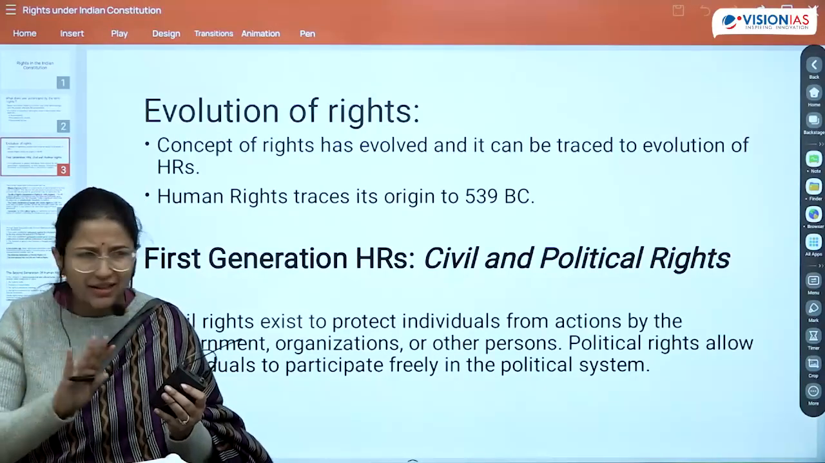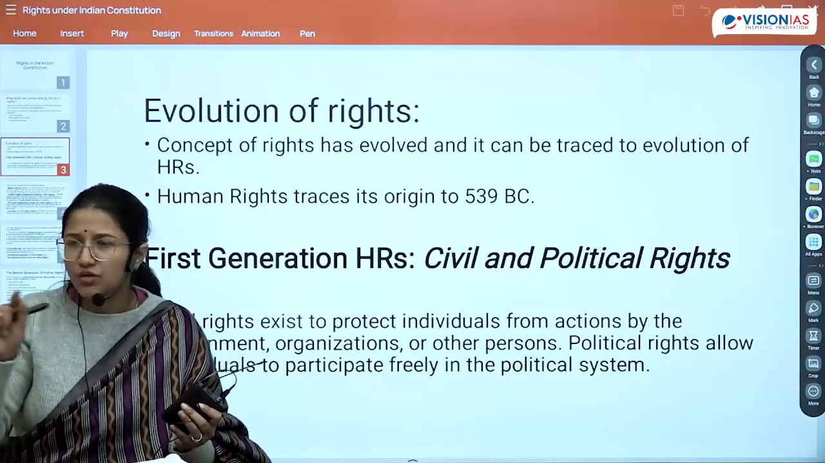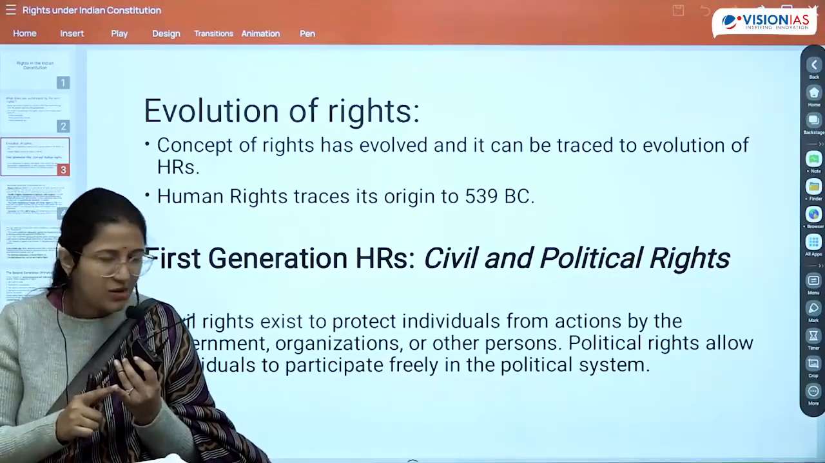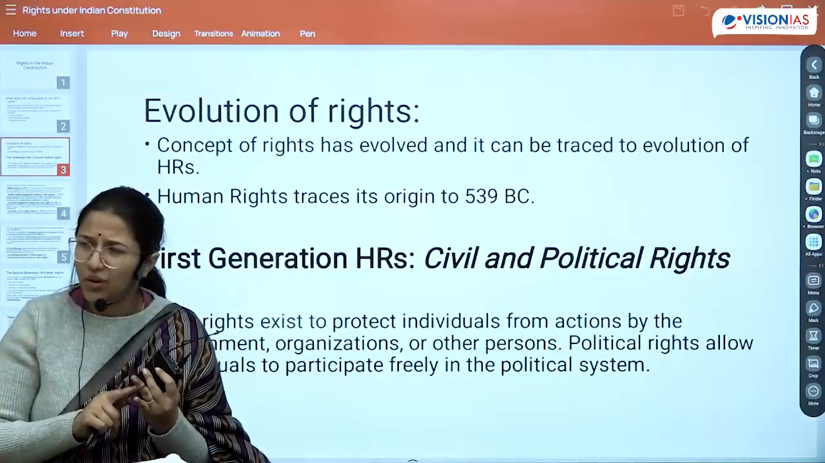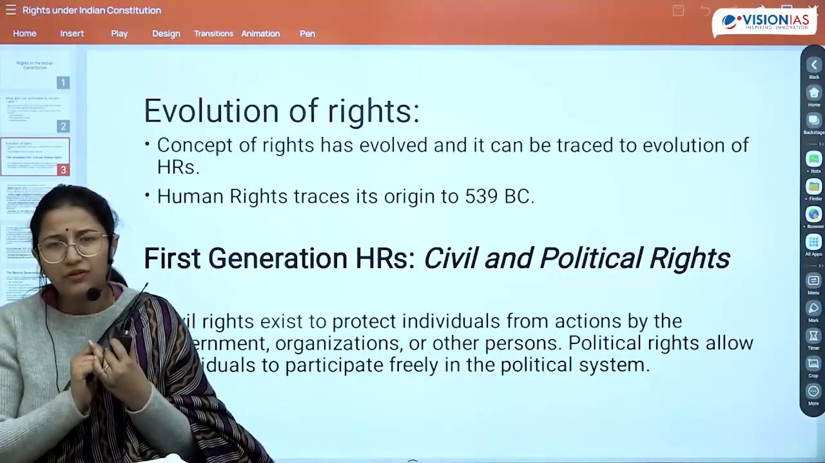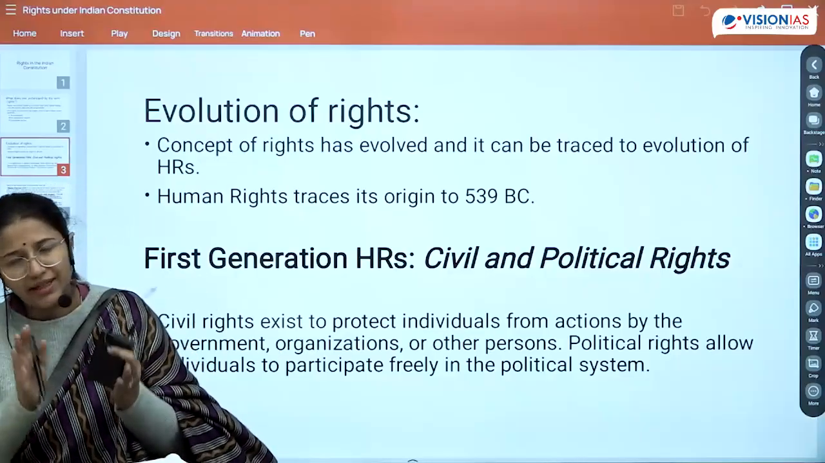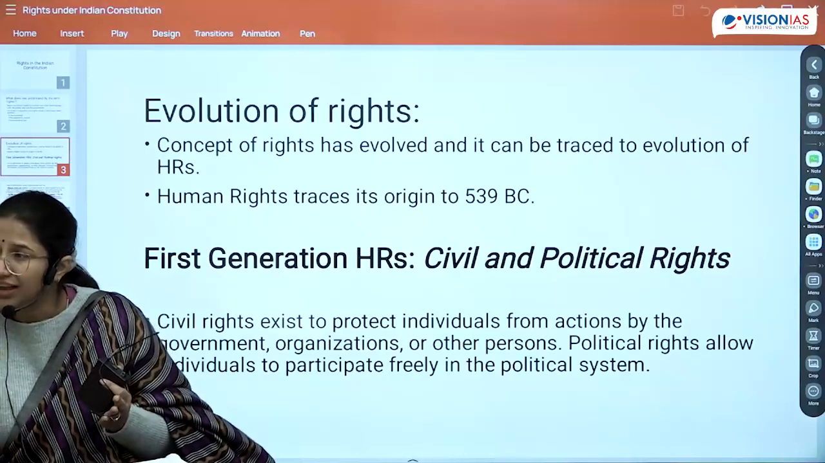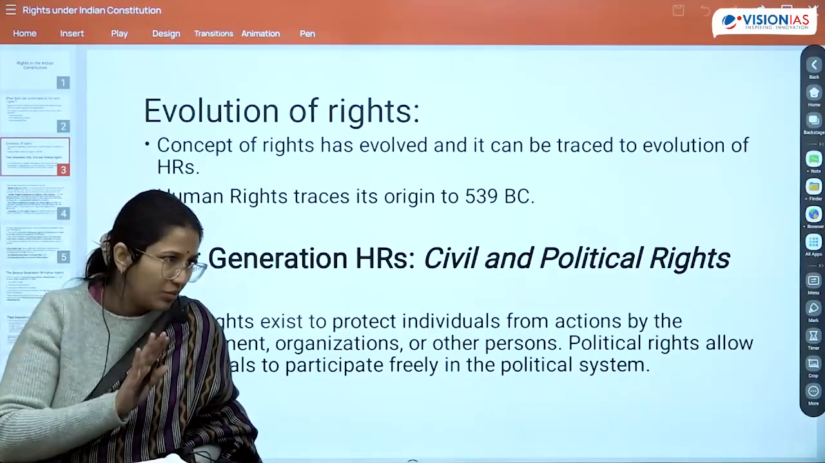इसको स्टेट ने नहीं दिया है, इसको नेचर ने दिया है. Just because we all are human beings. So irrespective of our color, caste, race, religion, the language we speak, and irrespective of all differences, there is a common set of rights that we all should enjoy just because we are human beings. The condition for enjoying these rights is that we are human beings.